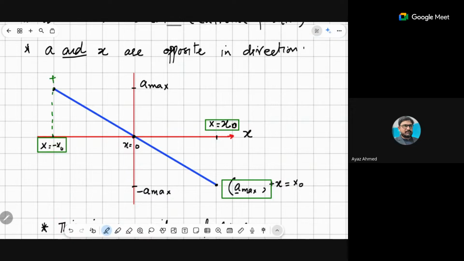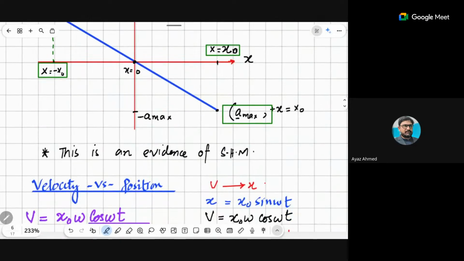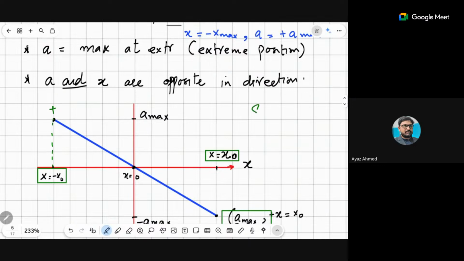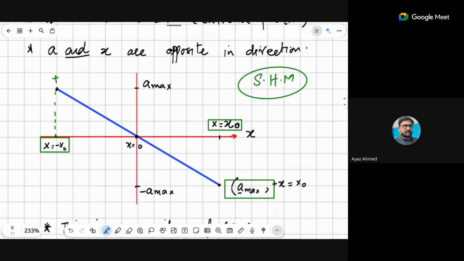This is actually a graph which is asked for 3 marks: that this graph shows that the motion of an object is simple harmonic motion. I will explain simple harmonic motion in the next topic, but here the motion refers to this graph. The graph shows the motion is simple harmonic because it is a straight line passing through the origin, and for maximum displacement, acceleration is maximum. These are the 3 points you have to write. Is this clear to everyone?